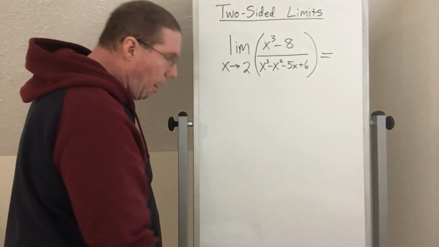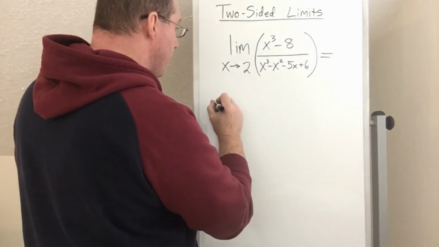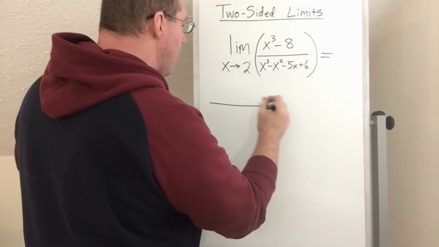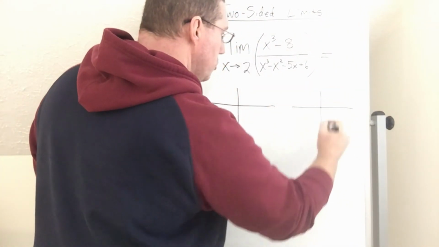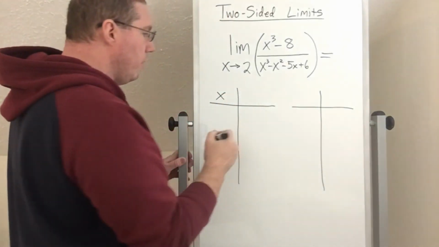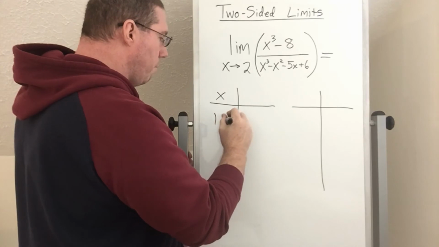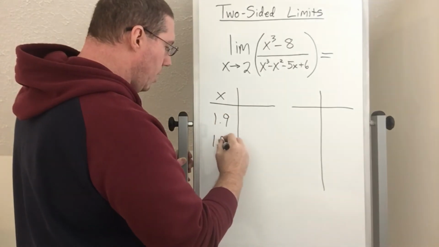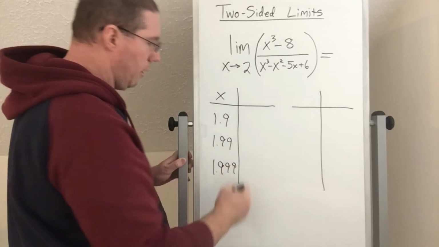So now what we're probably going to have to do is create a couple tables of values. We're going to need to do the left-sided limit and the right-sided limit of 2, okay? So on the left side, numbers smaller than 2, maybe we can put in like 1.9 and 1.99 and 1.999, right?